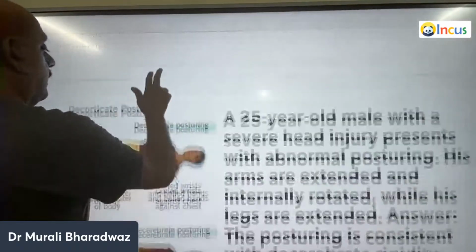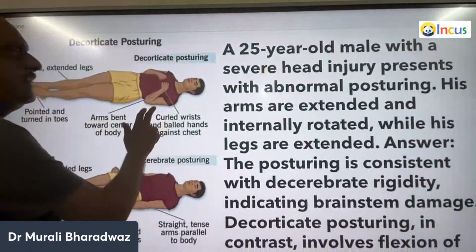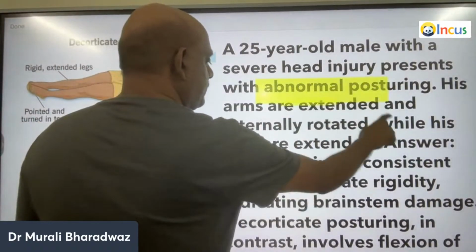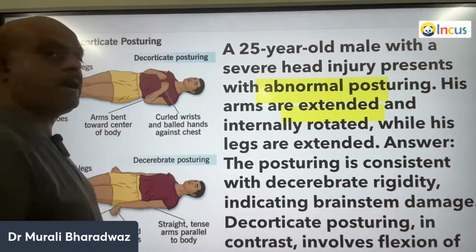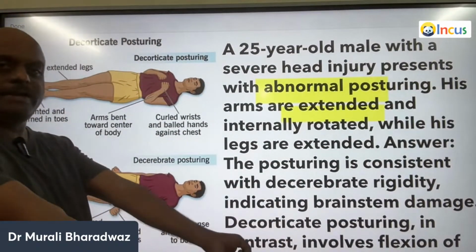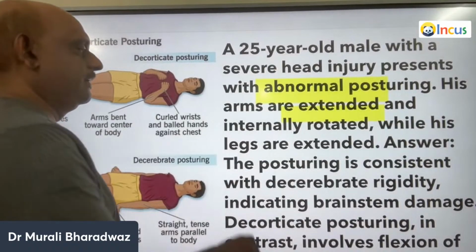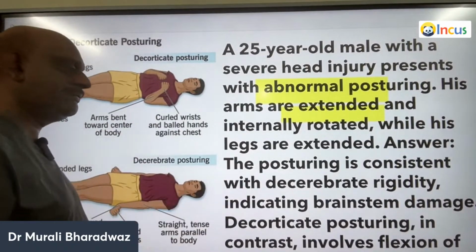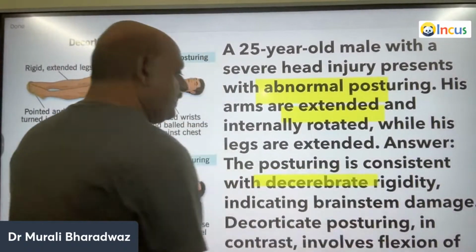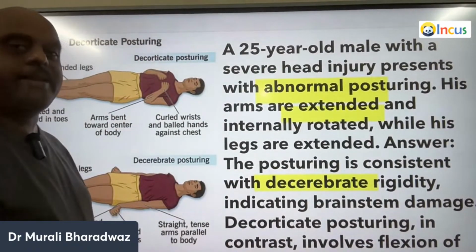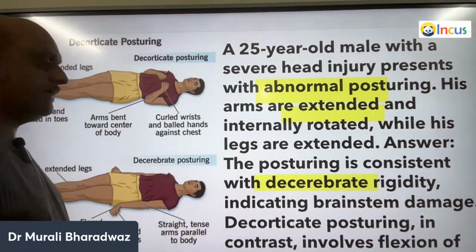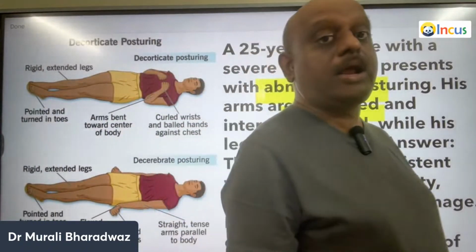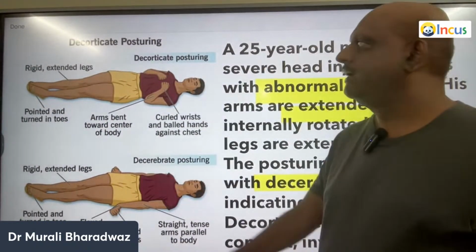Now, a 25-year-old male with a severe head injury presents with abnormal posturing. Arms are extended, internally rotated, while the legs are extended. So it is an example of decerebrate rigidity, indicating that the brainstem is the one which is damaged. Okay? So you should know decerebrate and decorticate posturing.